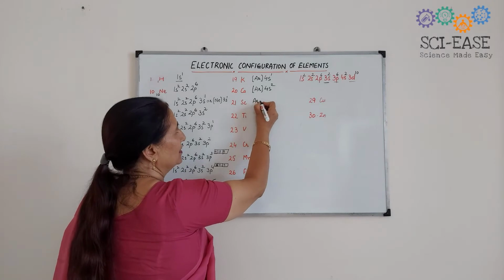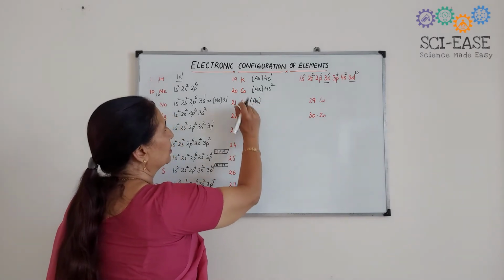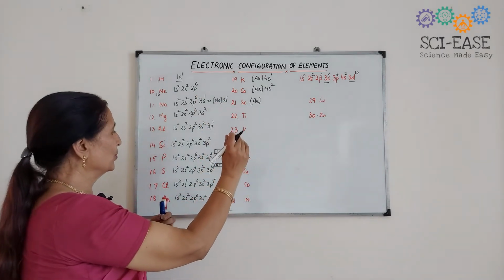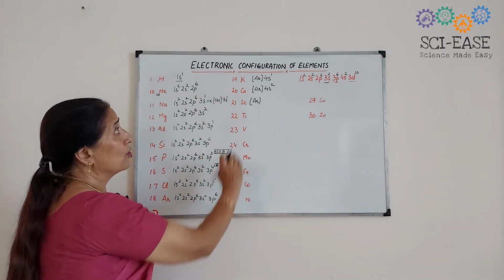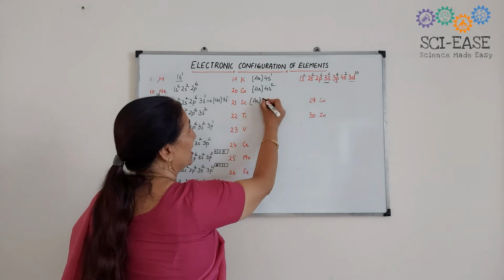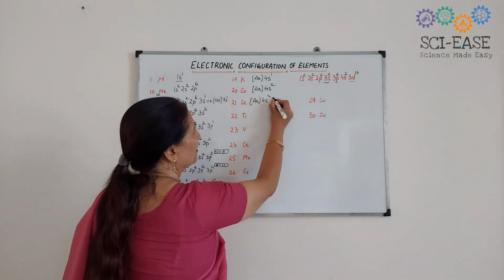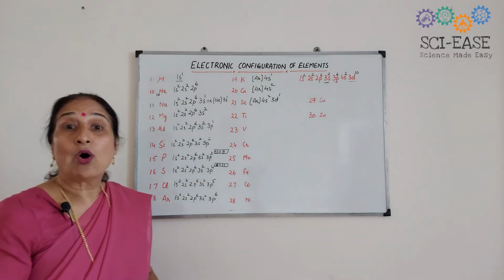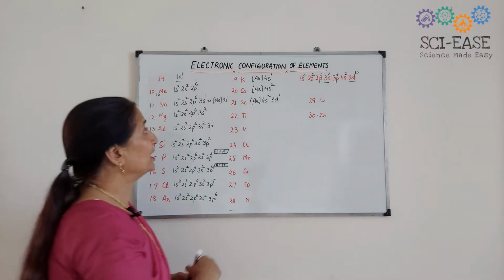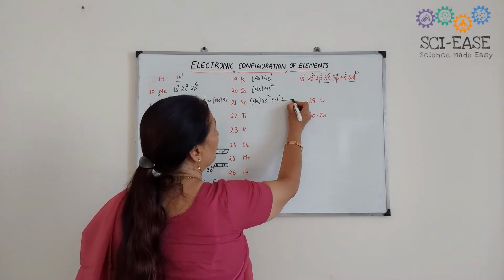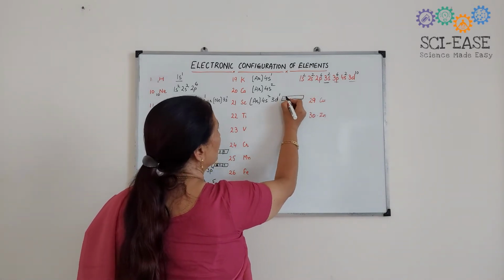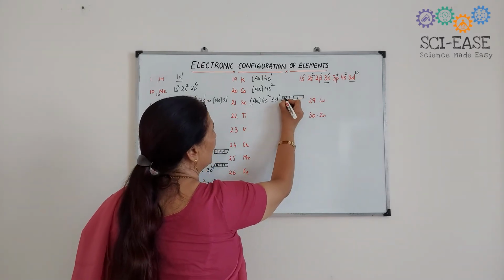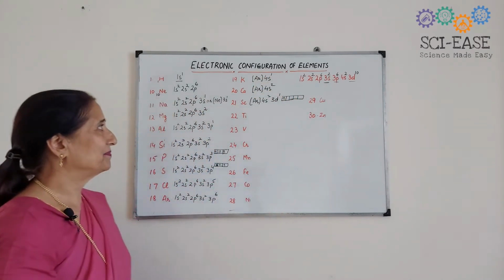I will write argon. This you can write like 1s2, 2s2, 2p6, 3s2, 3p6, 4s2, and 3d1. So how many orbitals are there in the D subshell? There are 5 orbitals. 1, 2, 3, 4, 5. So the electron will go here.